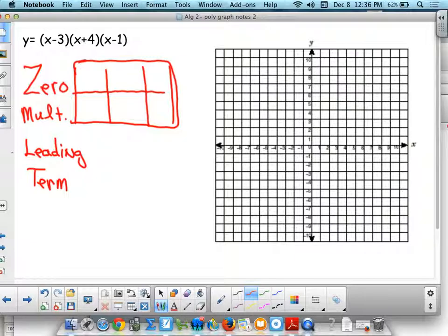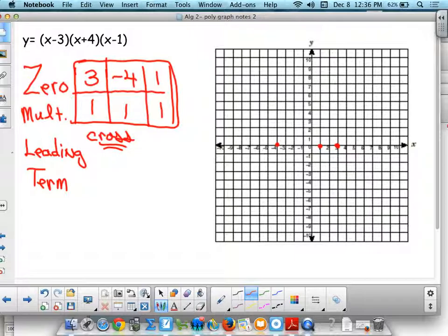So what were the zeros? 3, -4, 1. What was the multiplicity? 1. Right? 1, 1, 1. Multiplicity of 1 just means do what? Right through. Cross. Every one of these cross, cross, cross. Just go through linearly. So here's 3. 1, 2, 3. -4. And 1. Now, you got your zeros.